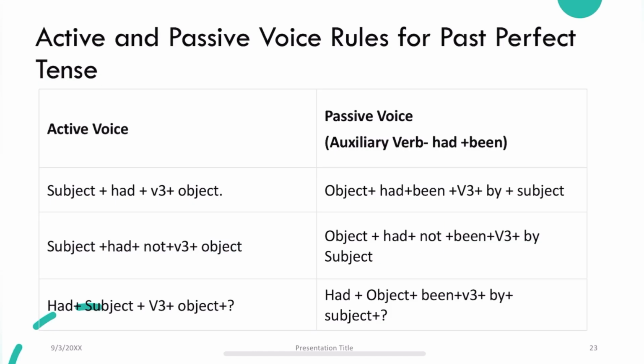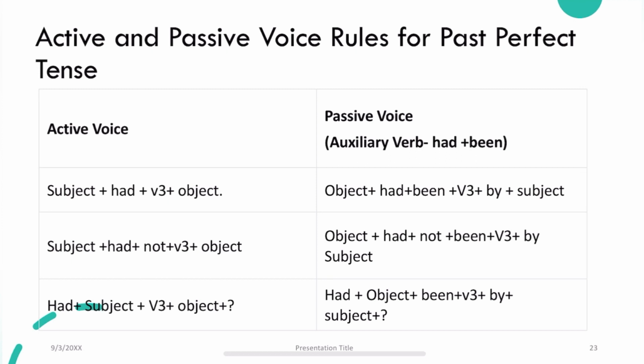Now let's move to the past perfect tense. The first rule is, when we are making a simple sentence, the rule is subject plus had plus third form of the verb plus object. And if we change it to the passive voice, the rule will be object plus had been plus third form of the verb plus by and then subject.